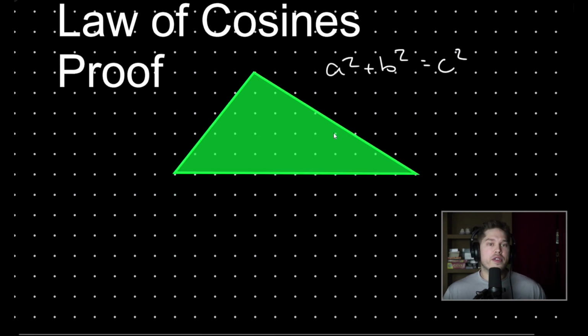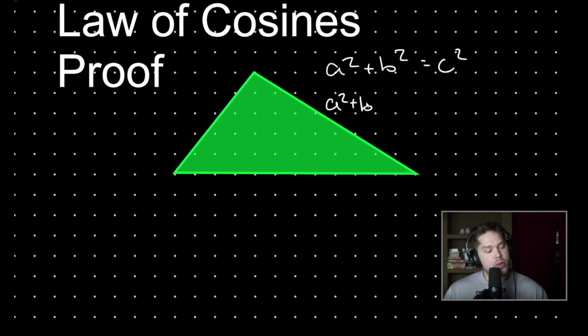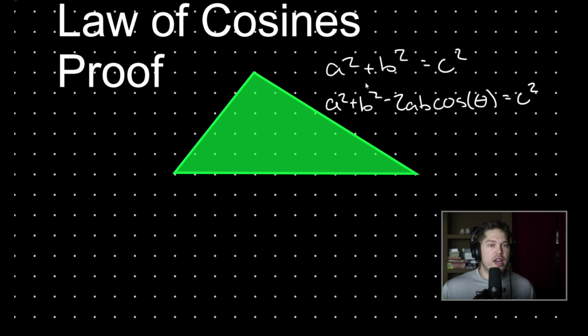So what is the law of cosines? Well, the law of cosines is that a squared plus b squared minus 2ab times the cosine of theta is equal to c squared. So we should all remember that Pythagorean's theorem only works for right triangles. The law of cosines works for any triangle, so it can help us solve for the missing side length of any triangle, given that we have two of the side lengths already and we have the angle opposite the missing side length.